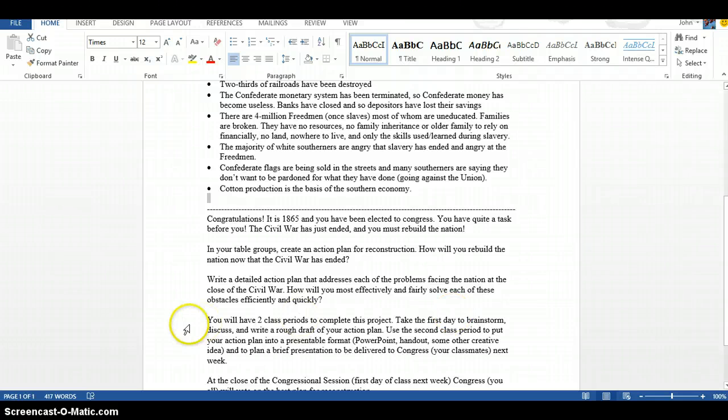So brainstorm on day one, write a rough draft. Second period, you can do an action plan in a presentable format. You can do a PowerPoint, a handout. If there's something else you want to do, you're welcome to do that. I don't have a problem with it. But this is going to be delivered to Congress for your classmates. Now, this says next week, but it's really not next week. It's going to be on Friday. So don't think that you have more time than you do, because when I walk in the class on Friday, I'm expecting this whole thing to be done.